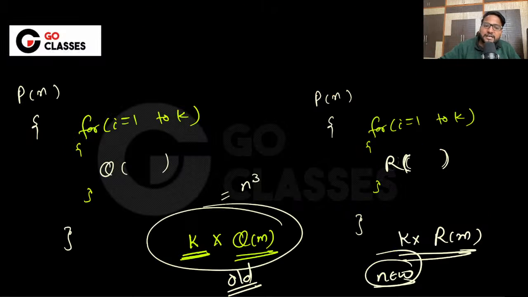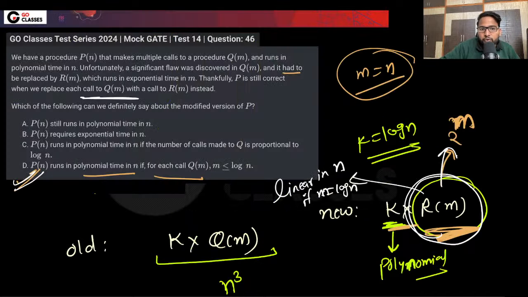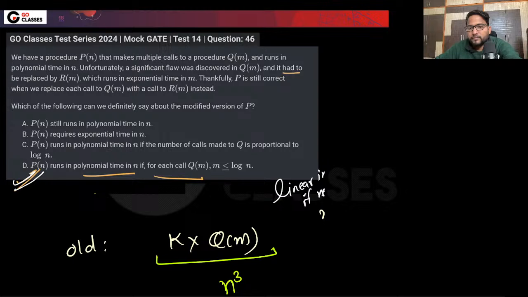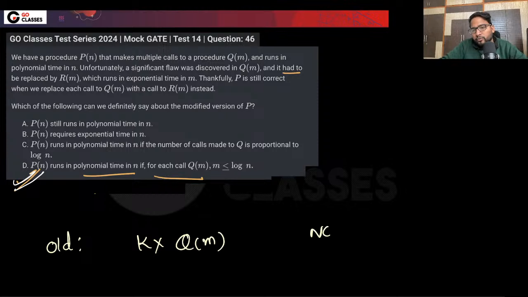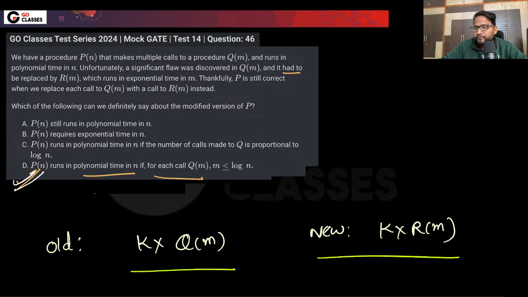How is P replaced? Wherever Q is written, they are saying each call is replaced. Each call to QM will get replaced by RM. Let me explain this again. Earlier, the old one, you are having K into QM. Now the new one, you are having K into RM. Let me know how many of you are okay with this. I hope that's fine, because you are just replacing QM with RM, right?